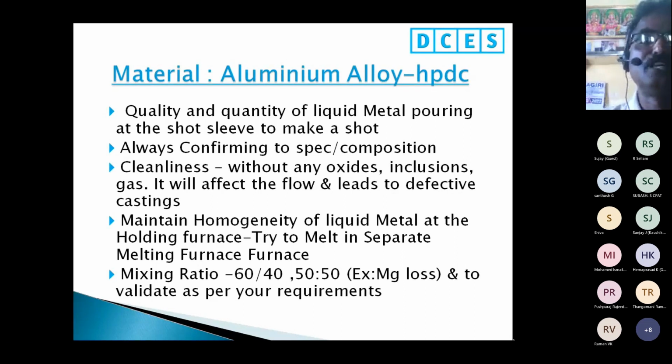So try to melt in a separate melting furnace to maintain the homogeneity. If you melt the runner and riser inside the same furnace, what will happen? The quality, the temperature, and everything will deteriorate. That's why I insist to melt the aluminum in a separate furnace apart from the holding furnace. So the mixing ratio, normally we use 60-40, sometimes 50-50, to compensate for the magnesium loss. And also to validate as per your requirement. Sometimes 70-30 is also possible. So this is my guideline.